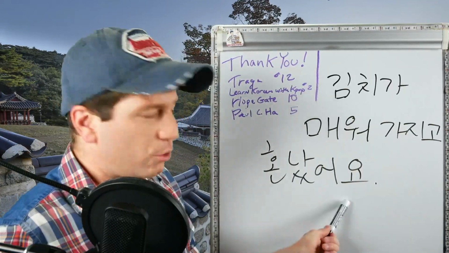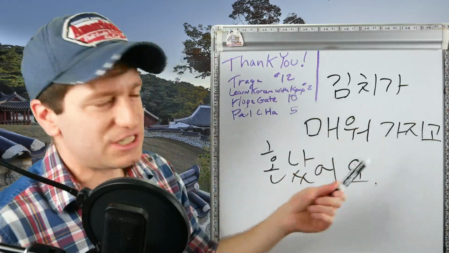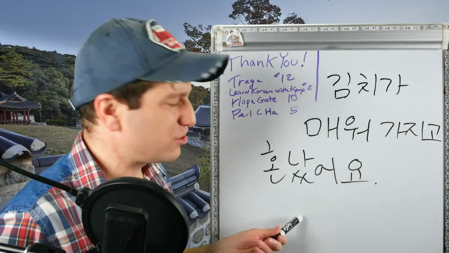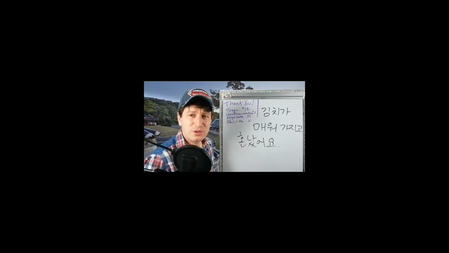김치가 매워가지고 혼났어요. So I got in trouble. 혼나다. I was scolded because 매워가지고, because the kimchi was spicy. They didn't want spicy kimchi, but I made it spicy, so I got in trouble. They're like, hey, what'd you do? 김치가 매워가지고 혼났어요. I didn't do it on purpose.